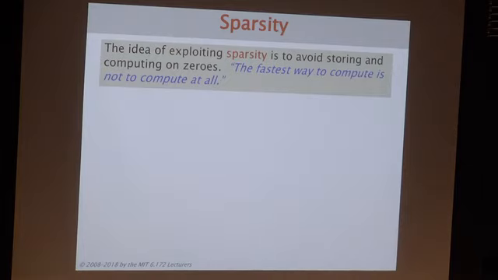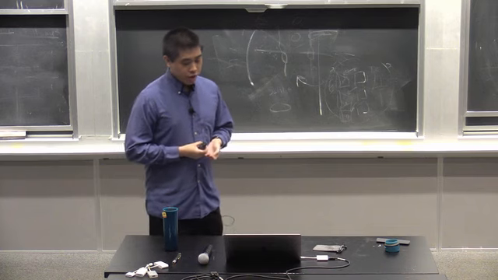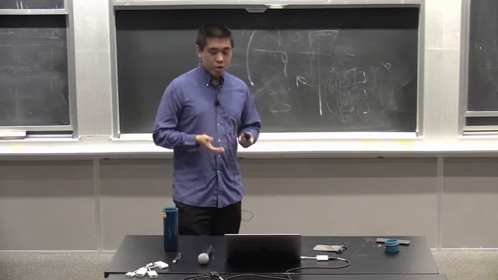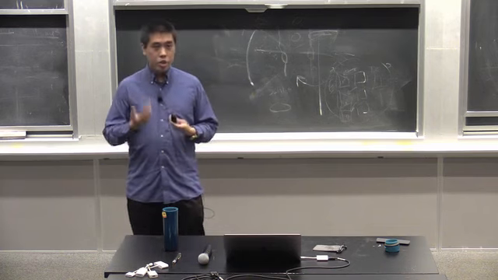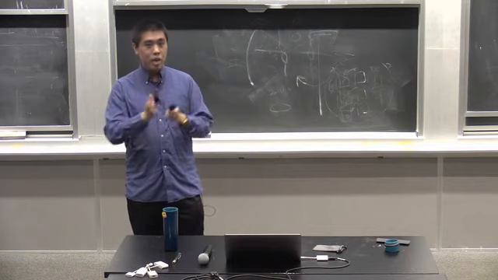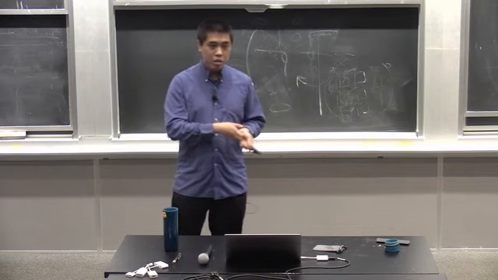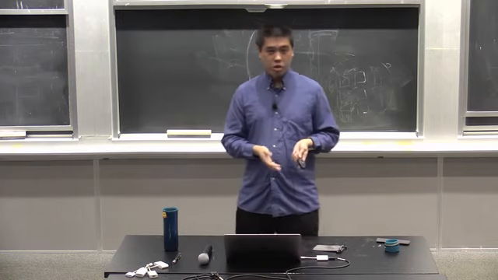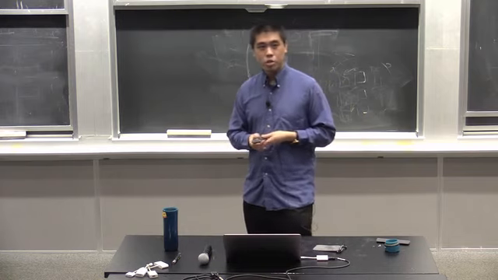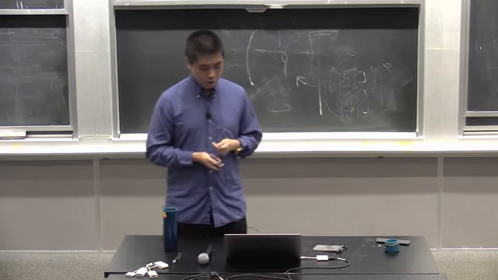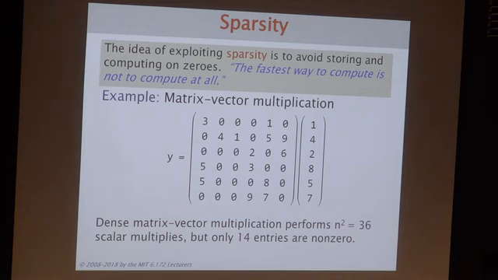OK, so the next optimization we'll look at is sparsity. The idea of exploiting sparsity in an input is to avoid storing and computing on 0 elements of that input. And the fastest way to compute on zeros is to not compute on them at all, because we know that any value plus 0 is just that original value, and any value times 0 is just 0. So why waste the computation doing that when you already know the result? So let's look at an example.